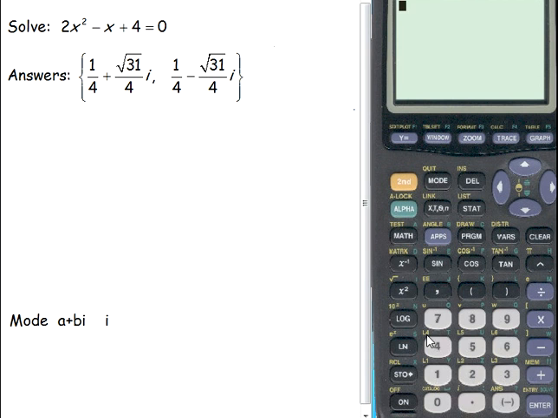All right, so let's go 1 divided by 4 plus the square root of 31. Now I do need a parentheses to end the square root symbol here. Divided by 4i. And let's store that as the value of x, which is our variable. And then hit the colon to put in the left side of the equation.